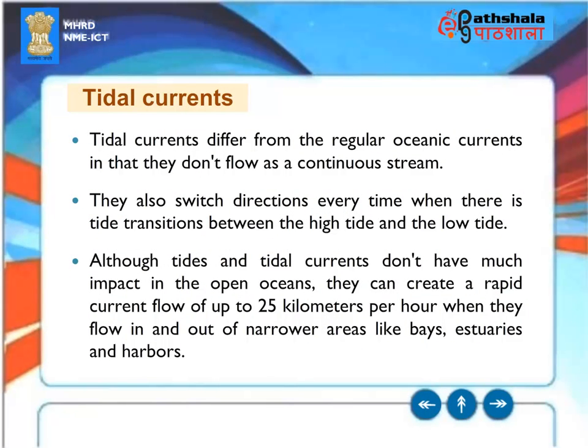Tidal currents differ from the regular oceanic currents in that they don't flow as a continuous stream. They also switch directions every time there is a tide transition between the high tide and the low tide. Although tides and tidal currents don't have much impact in the open oceans, they can create a rapid current flow of up to 25 kilometers per hour when they flow in and out of narrower areas like bays, estuaries, and harbors.